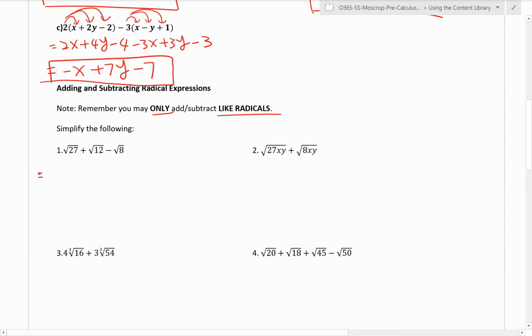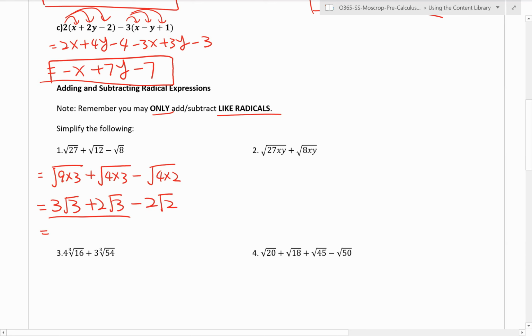Root 27, I know that is the same thing as square root of 9 times 3. Root 12, that is the same as square root of 4 times 3. Root 8 is square root of 4 times 2. Okay, so I can simplify it first before combining them. So root 9 is simply 3, so this is 3 root 3. Root 4 is 2, so that's 2 root 3. Square root of 4 is 2, so that's 2 root 2.